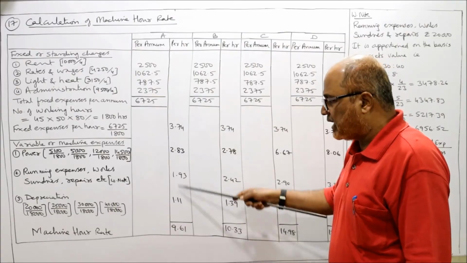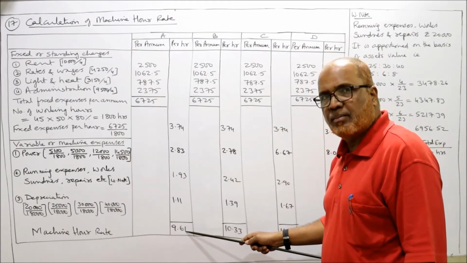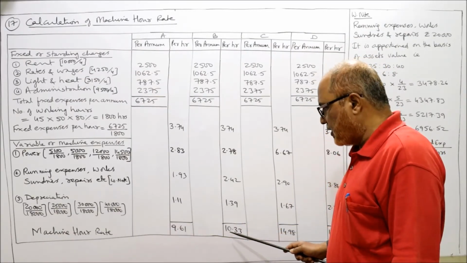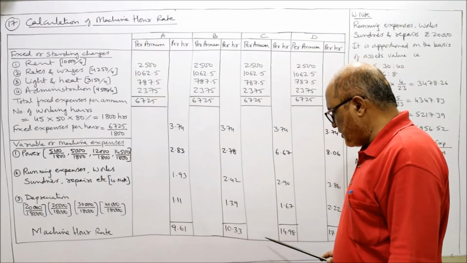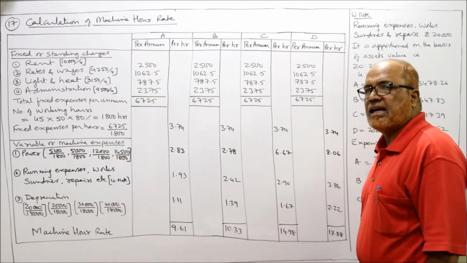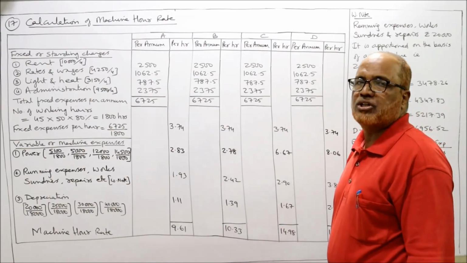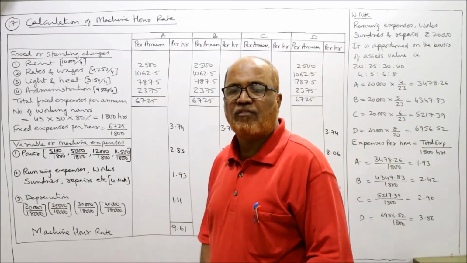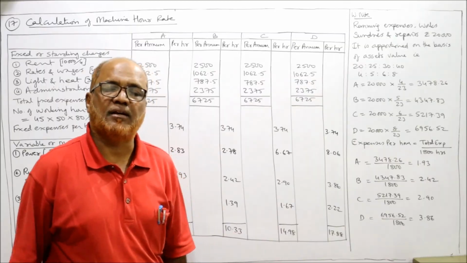Now simply you add up per unit. 9.61 is the machine hour rate for A machine, 10.33 for B machine, 14.98 for C machine, and 17.88 for D machine. That's all. So this is the end of problem number 17.